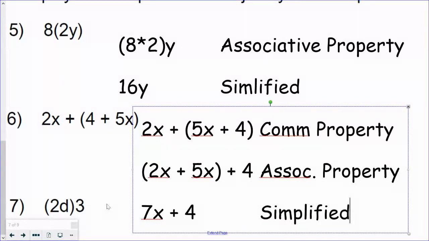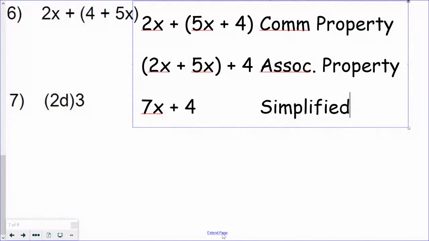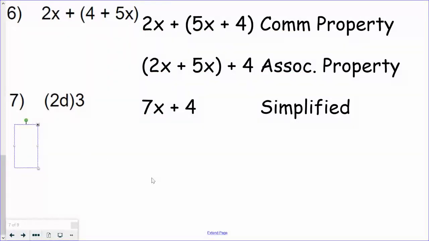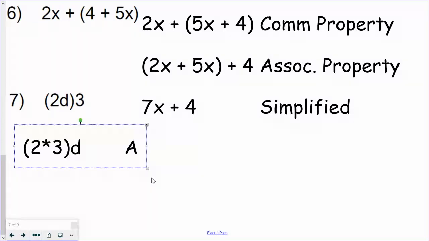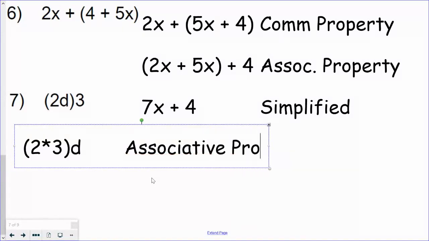Leave that easy. All right, let's look at our last one. Here we have the product of 2d times 3. So I'm actually going to start with the associative property. I'm going to take my 2 and multiply it with my 3. So I'm going to change what is grouped together. That's how we know we can say this is our associative property.